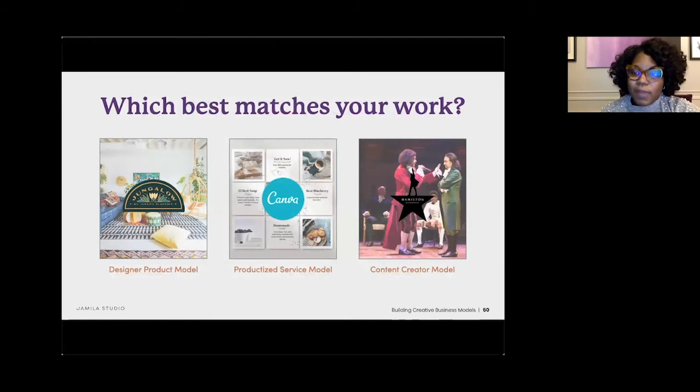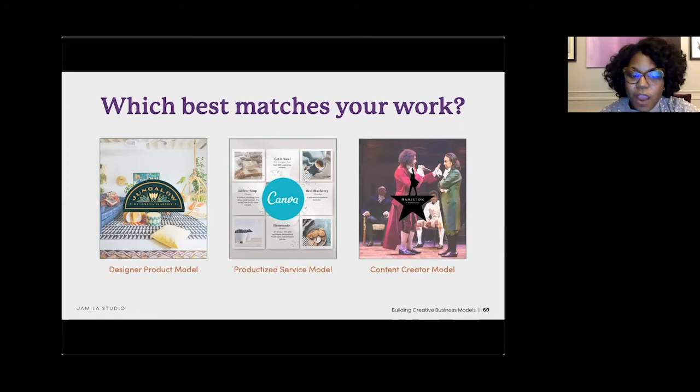So think about the model that best matches your work. And I'd love for you to start dropping things into the comment box. Who is better aligned with the designer product model? Who is selling a product? This is really good for artists who are selling their product. They can sell it one-to-one, they can license it, they can do wholesale or retail.